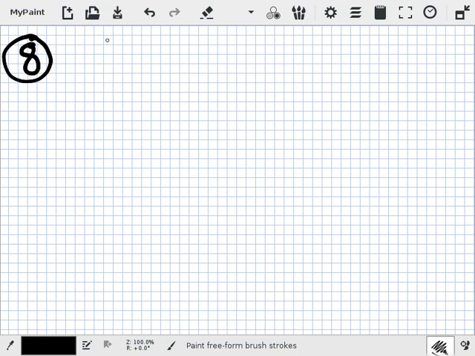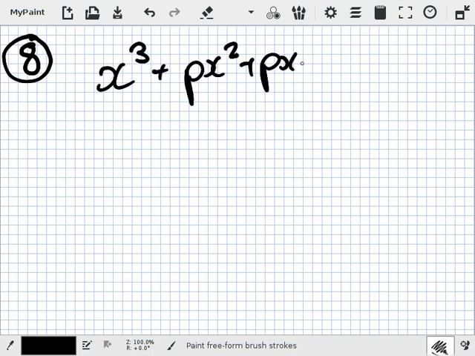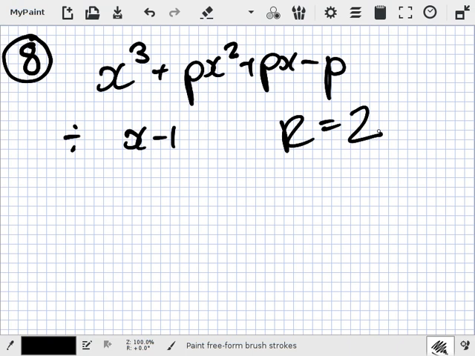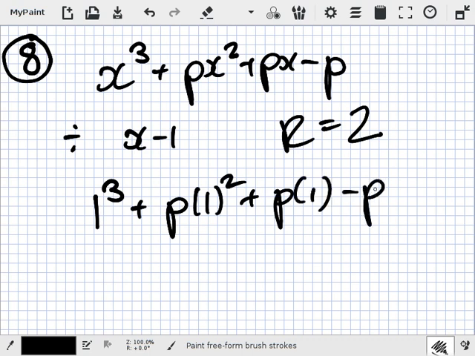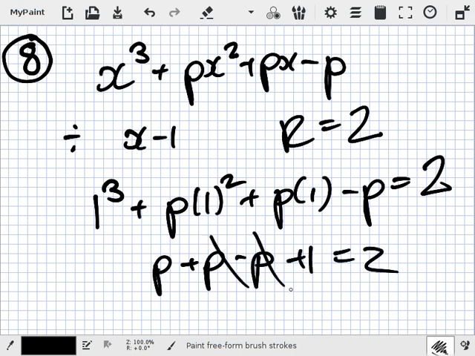Anyways, number 8. When the cubic x cubed plus px squared plus px minus p is divided by x minus 1, the remainder is 2. So what do we have to use for this one? The remainder theorem. So if you put in what value of x here? 1. So 1 cubed plus p times 1 squared plus p times 1 minus p should equal 2. So that's 1 plus p plus p minus p equals 2, so p should equal 1.